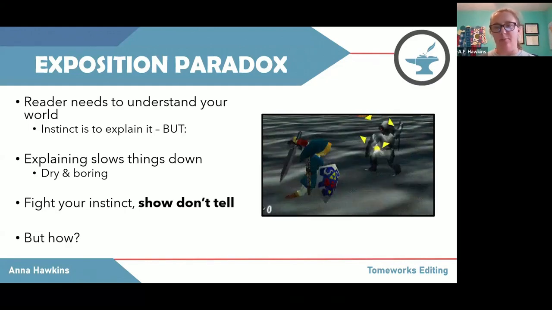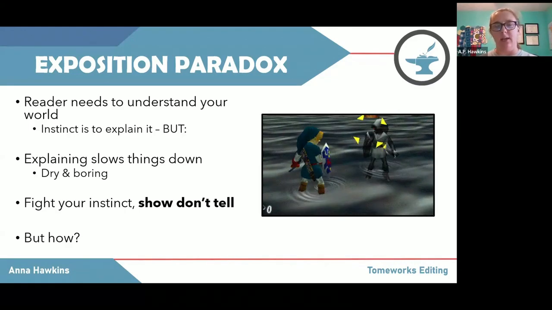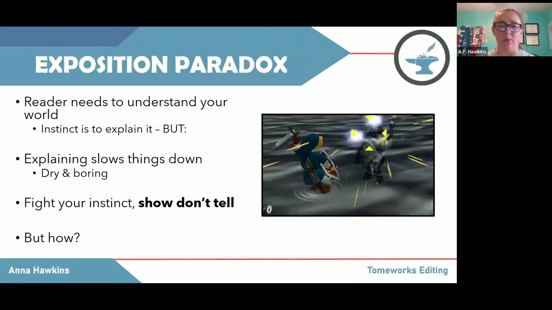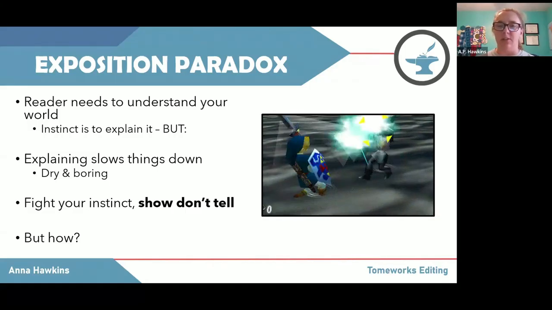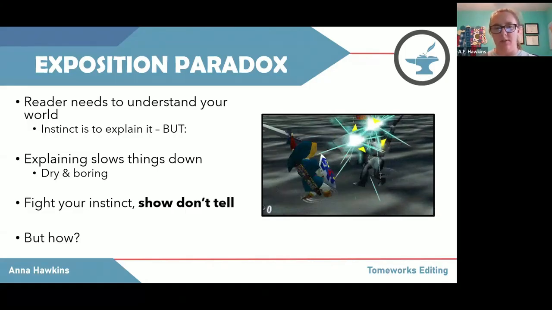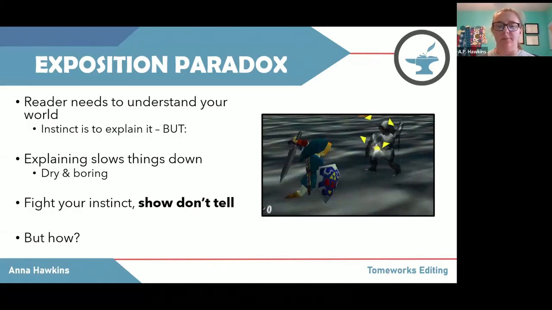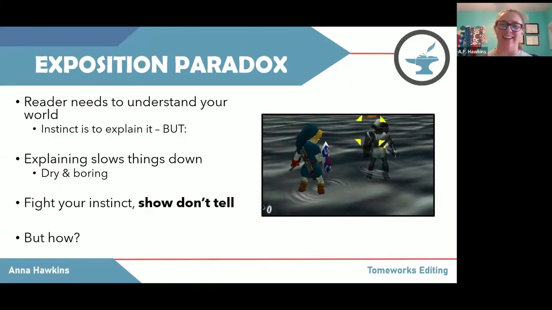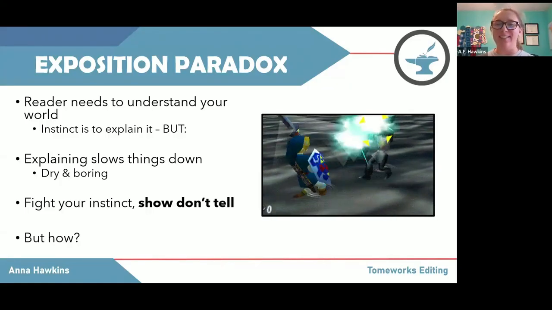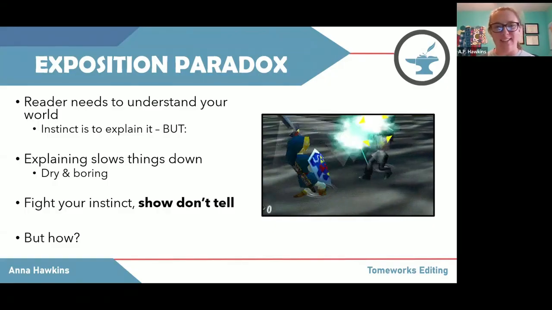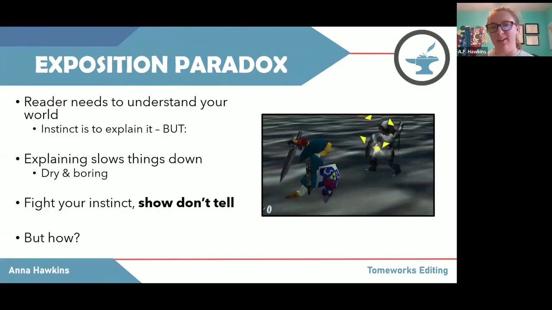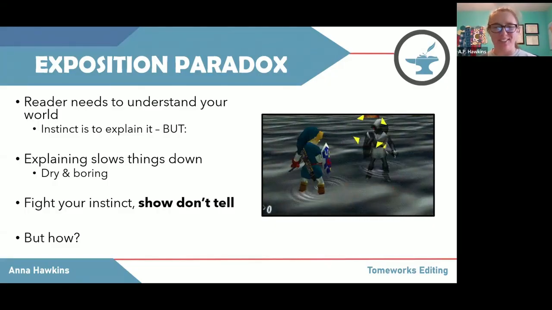You don't want a reader skating over your world building, especially if you're presenting world building details that are important to the story. You don't want to present them in such a way that the reader is going to just gloss over them. So I'm going to give you advice that we have actually railed against before, but it's okay because I'm going to explain to you how to do this. Fight the instinct to explain your world and instead show, don't tell.